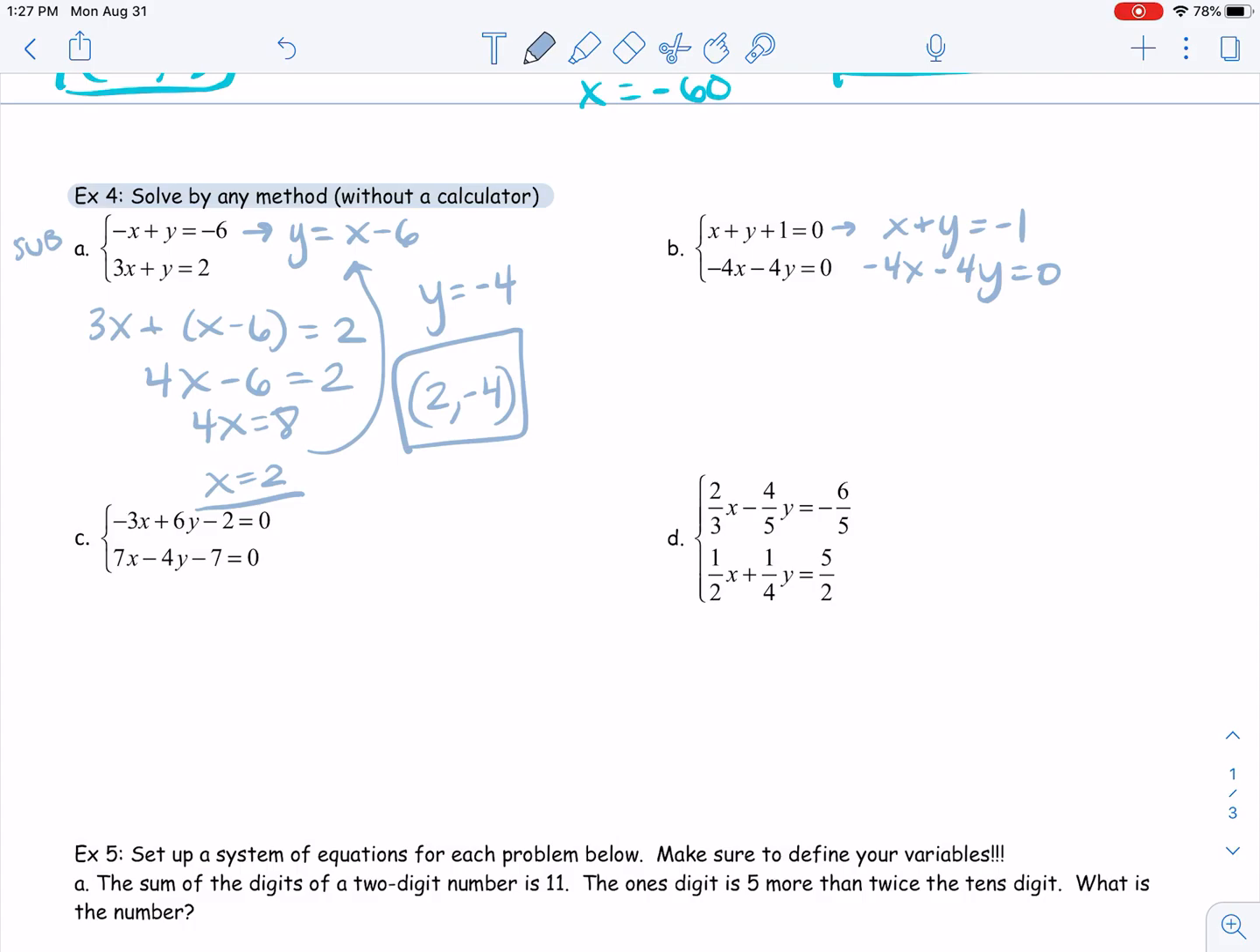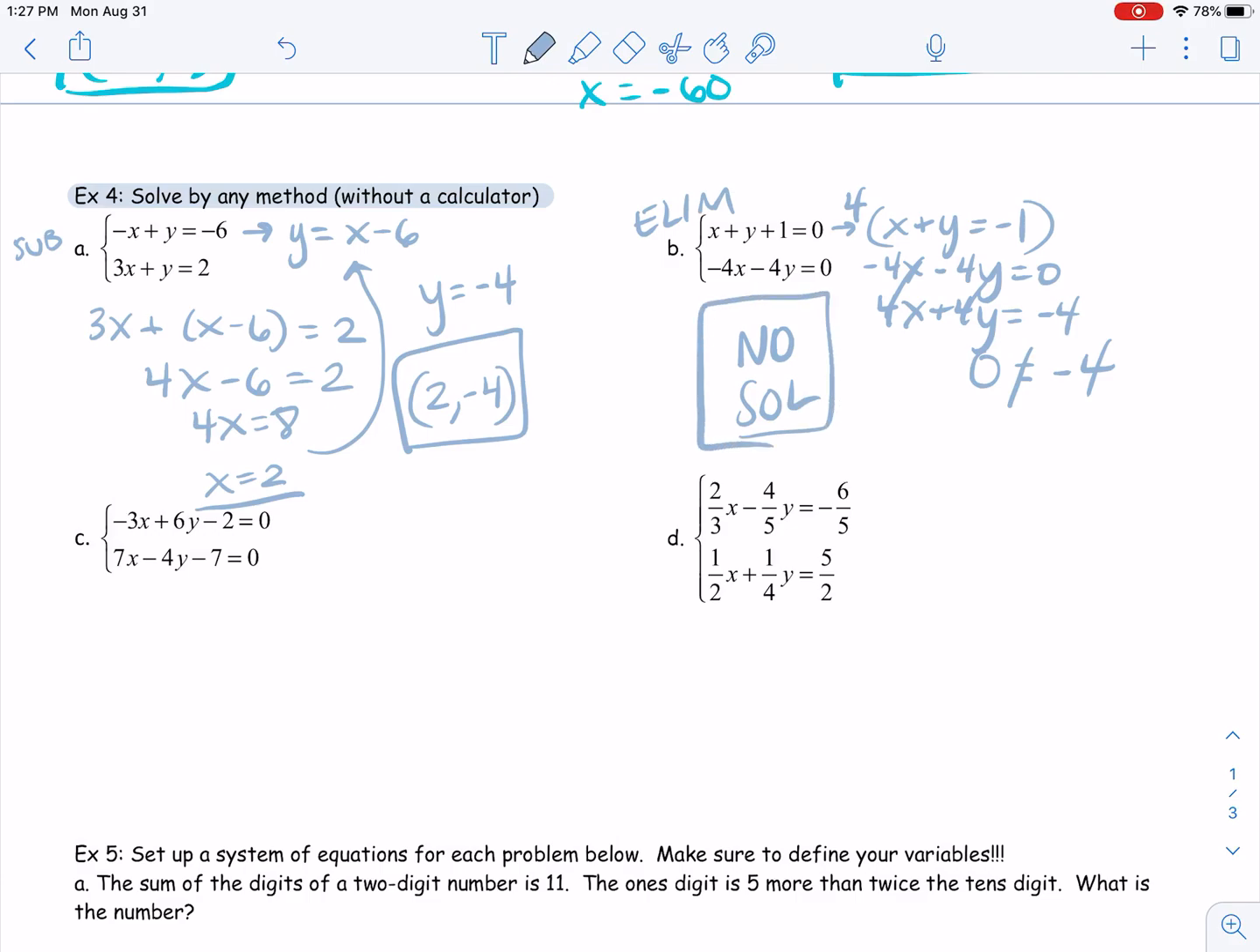I'm going to go with elimination because I can multiply all of this by a positive 4, and that means I'll get 4x plus 4y equaling negative 4. Cancel out, 0 equals negative 4. That is not true. No solutions. Remember, when we get a false statement like 0 equals negative 4, that means this doesn't have any solutions. So these would be like parallel lines.